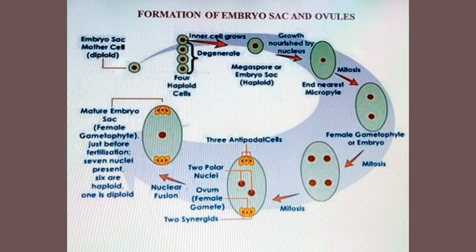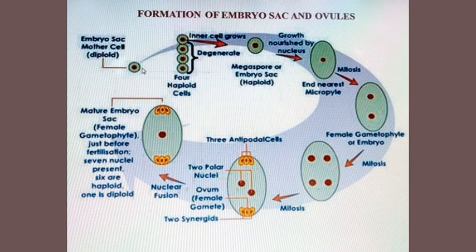When we are requested to describe how an embryo sac and ovules are going to be formed, our process can be described very well by the images you're seeing, that cycle. It all starts with a diploid mother cell within the embryo sac. It's found within the ovary.